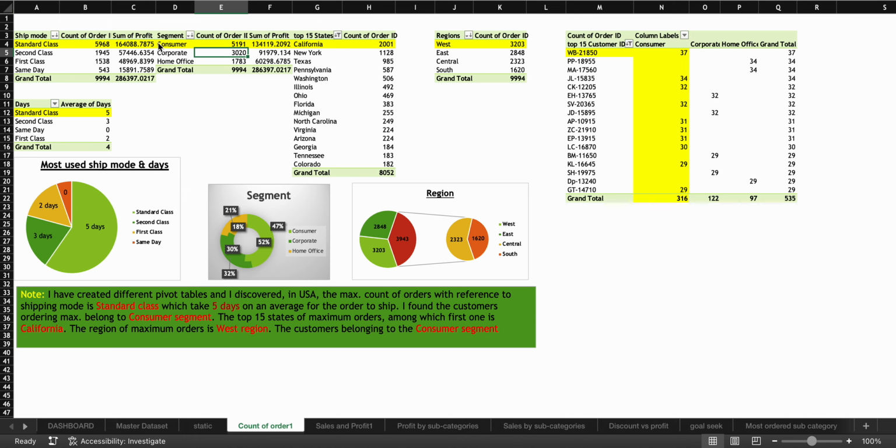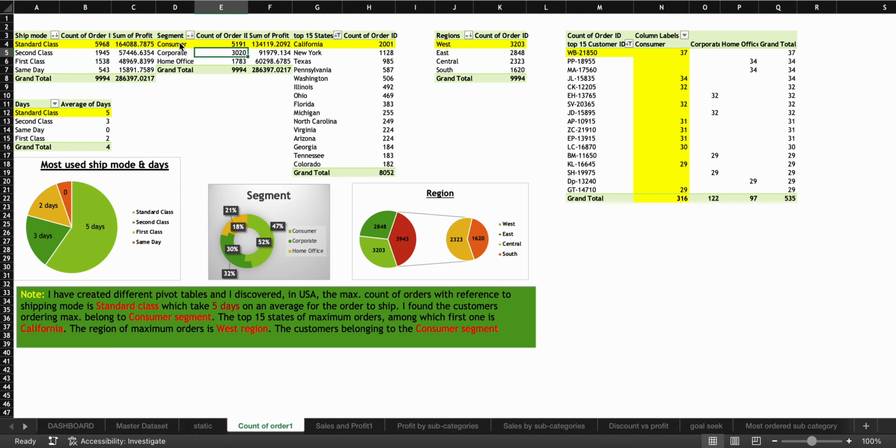So next thing I've taken out is the sum of profit with reference to the different classes of the ship mode. So here again, standard class is having a lot of profit.